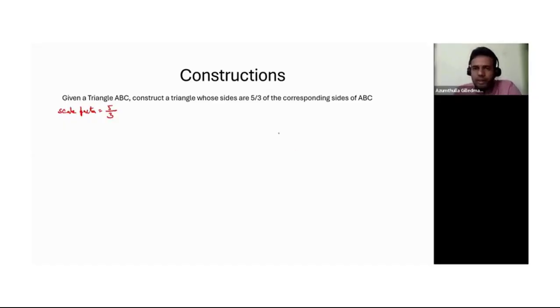First, let's draw the triangle. Okay, so let's say I'm drawing the triangle ABC. Let's say this is my triangle ABC. Now I'm just extending this line because I need to divide that into 5 equal parts, right? Because 5 by 3 is what I need.